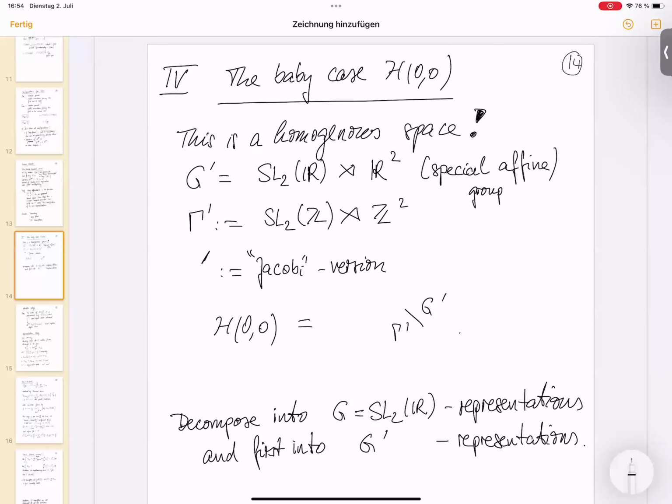So up to measure 0, coming from the collision locus of the two points, H00 is just that quotient. So if I want to study the corresponding L2 space, I can describe not only the decomposition into the L2 representations, but I can first describe the decomposition into the G prime representations, into the representations of the bigger Lie group.